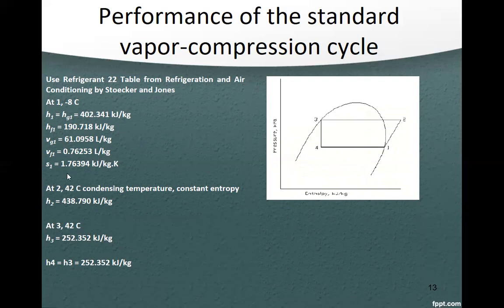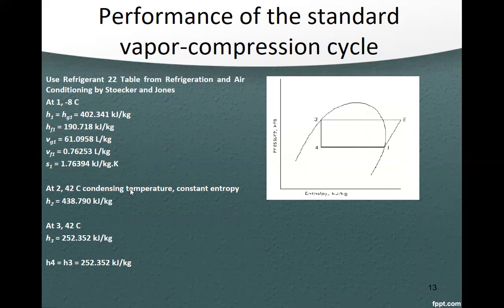Pag alis sa table, ulitin ito. S1 is equal to 1.76394 kilojoule per kilogram Kelvin. So, nakita ko ito sa table, ilagay mo 1.76394. Lagi kong sinasabi, huwag niyong bawasan yung numero, huwag i-round off yung nasa table. Okay? Baka masanay kayo dyan.